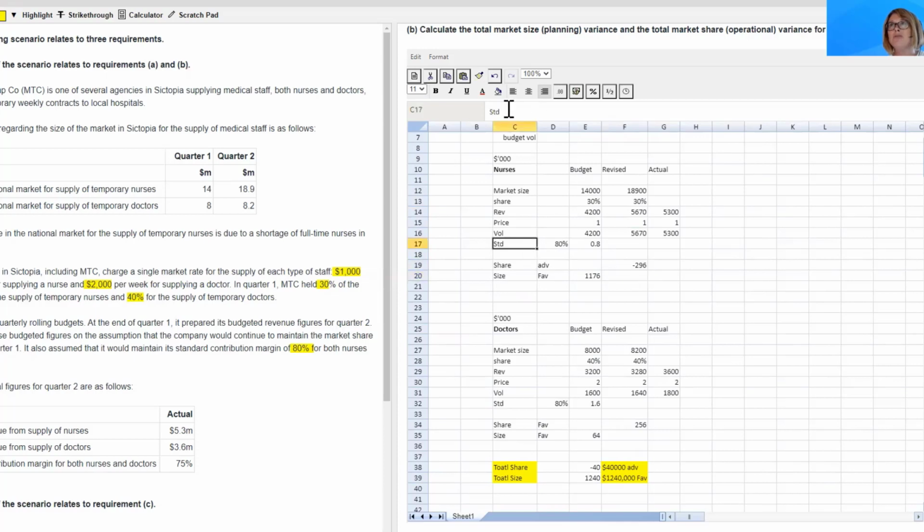In fact, I'm just going to slap myself, I should have written standard contribution there so that you know that that is standard contribution. And so all this will get 10 marks. That is how you do that. I'm hoping that has been something that's been really helpful.